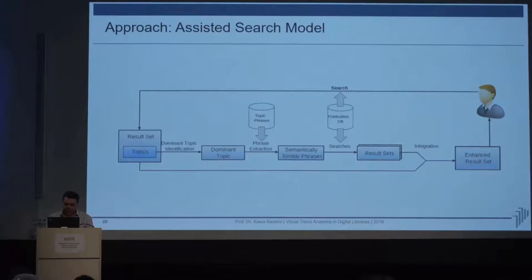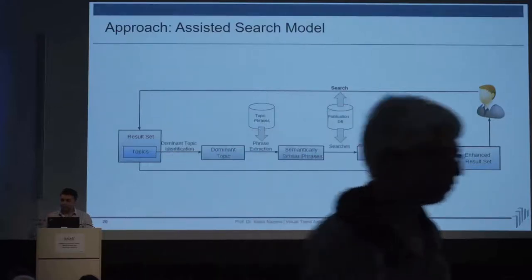And we have integrated, without linguistic methods, without semantic methods, an assisted search model that works a little bit differently from the approach that you may know, but perhaps this approach already exists. We gather those topics, and we take a look at the most dominant topics in a search term, because one term has not only one topic. For example, with information visualization, we have topics such as data visualization, visual analytics, and so on.